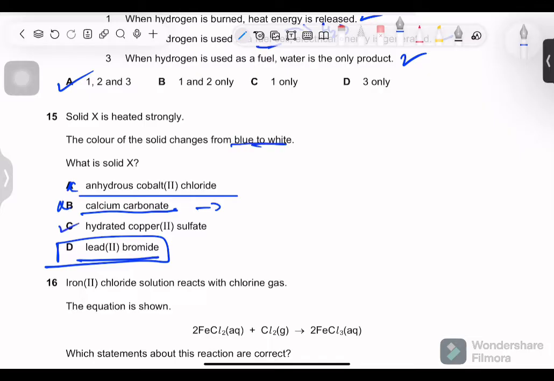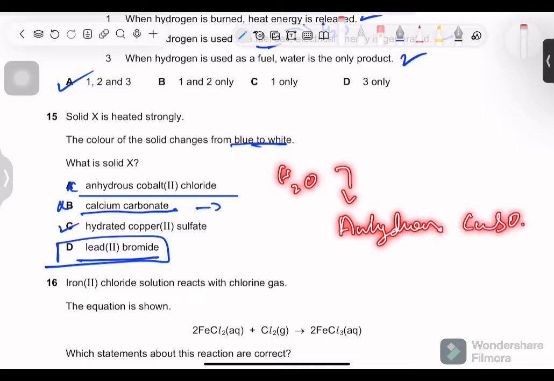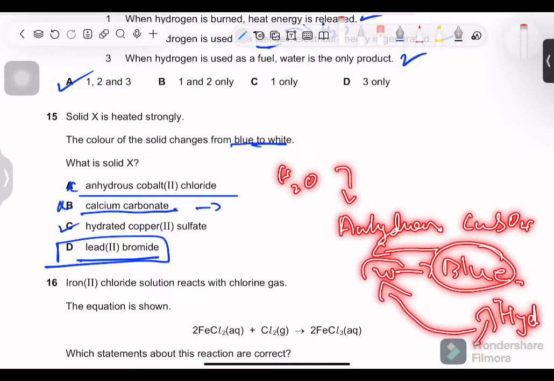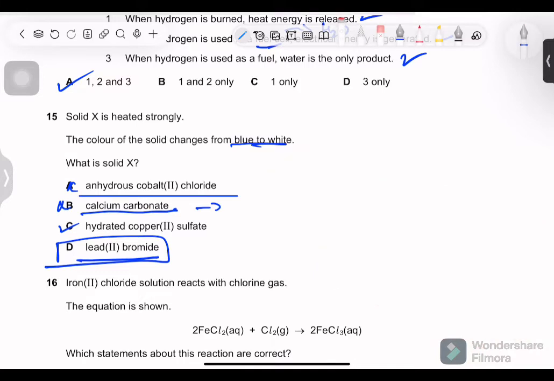The only thing is a test for water, which is anhydrous copper sulfate. When we add water to anhydrous copper sulfate, it goes from white to blue. So this time we're going in the reverse direction. We had hydrated copper sulfate and we heated it, so it should go from blue, when it contained water, to white, when it does not contain water. It is anhydrous. So hope that is clear.